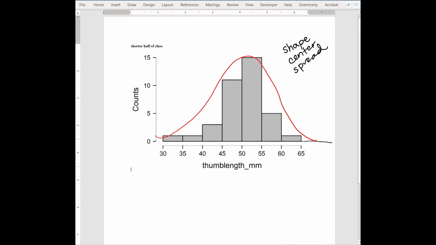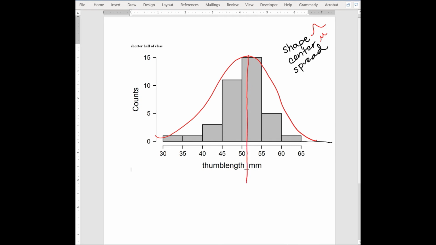So here's my shape. My center, if you remember when we talk about center, usually the best measure of center for us is going to be the mean. Right, so we got the shape. The center, I really want to label the mean, the population mean, because this model is representing my whole population. So if I were eyeballing this, I would say maybe somewhere around here.